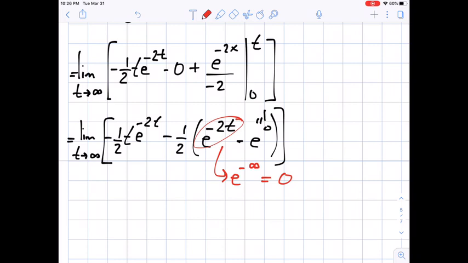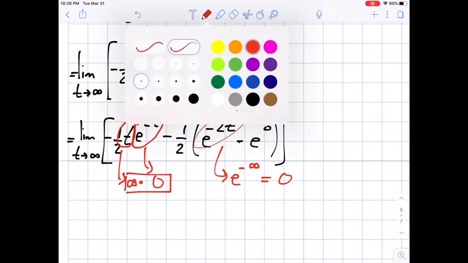However, when I go back to this one, we notice that there are two different functions making up this limit. This one we have just looked at. We know that it goes to 0. However, this one does not. This one approaches infinity, and so right now you're saying to yourself, yes, this is a problem. We have 0 multiplied by infinity. So what do we have to do? We have to do L'Hopital's rule.